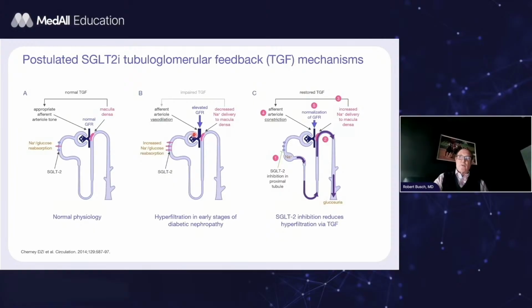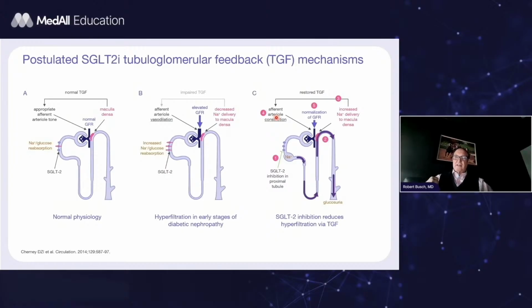Remember, before we said the ACE or ARB dilates the outflow. Here, now you're dilating the inflow. You don't want to do that or you'll flood the glomerulus. So when you give an SGLT2 and block the absorption of sugar, salt, and water, you're delivering more salt to the macula densa, which senses increased sodium delivery, and you constrict the afferent arteriole. So you constrict the inflow because you think you're losing too much salt.